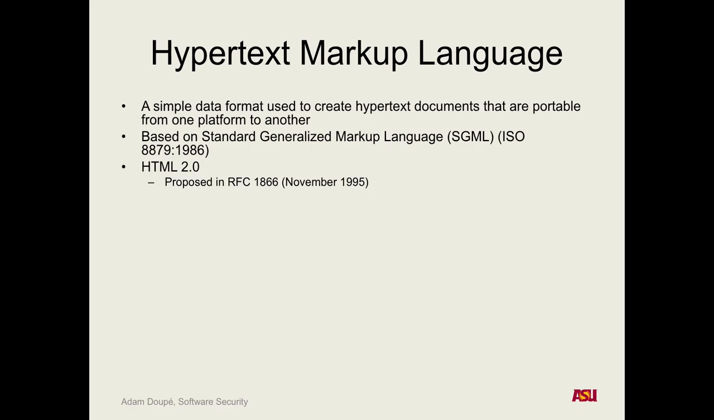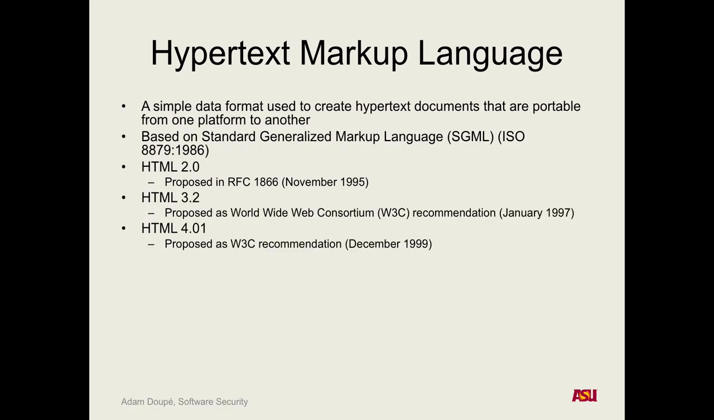HTML 2.0 was proposed in 1995, 3.1 in 97, 4.01 in 99. Then they went in this crazy direction. So then after 4.0, they created XML.